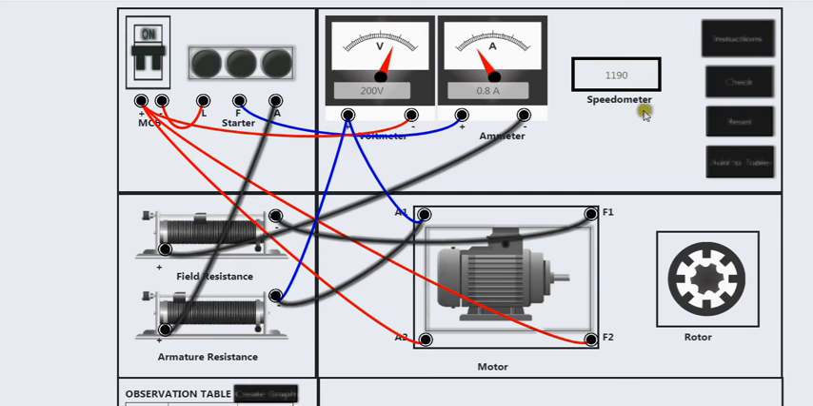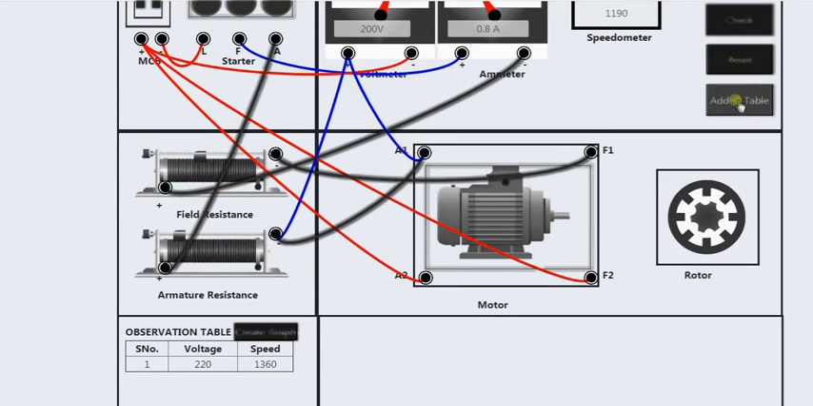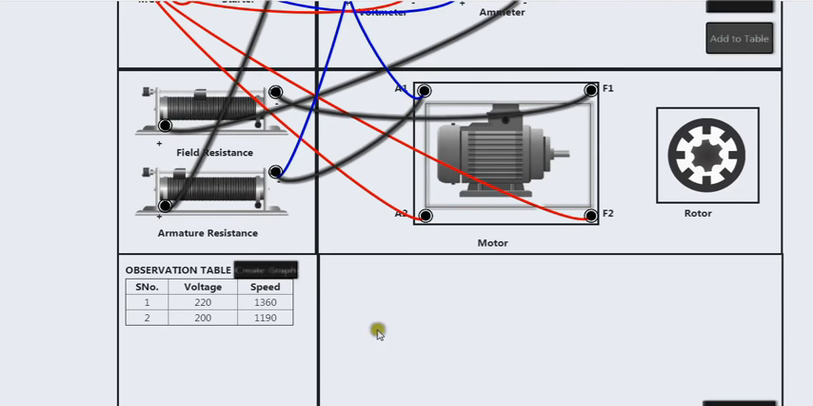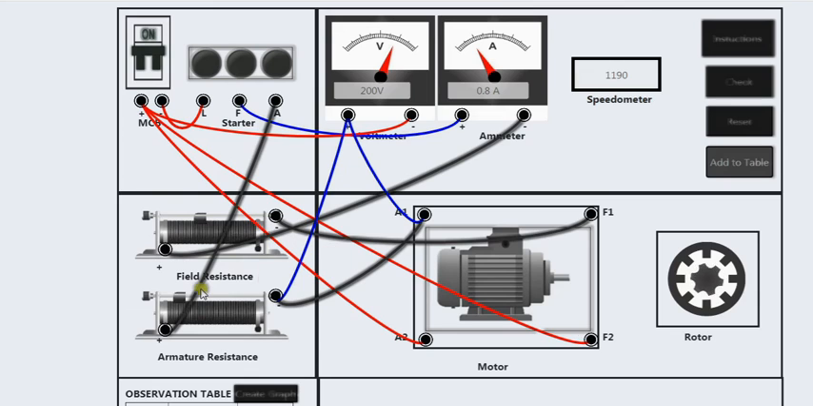Again increase the value of the armature resistance. Then again the speed drops. Add to table. See the armature voltage becomes 180 volt, and the field current remains 0.8 ampere. Then we have the third row of the observation table. Again increase the armature resistance and note down the readings. The speedometer tells you it becomes 950 RPM.